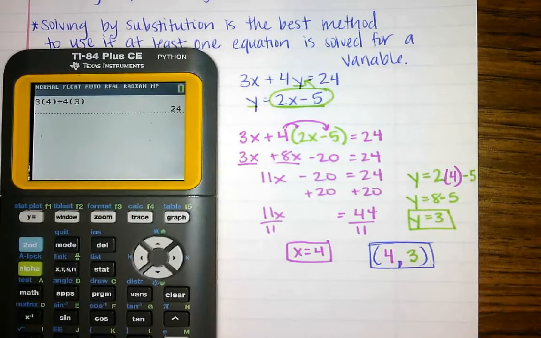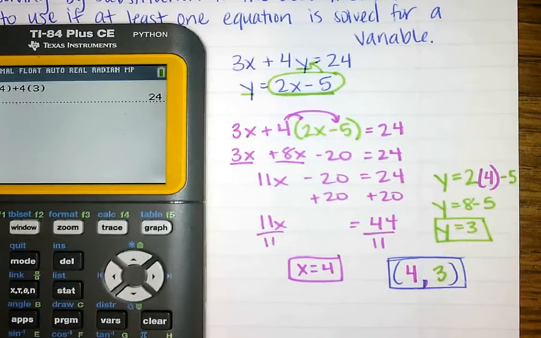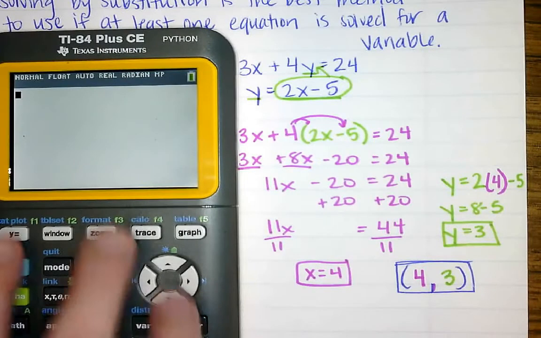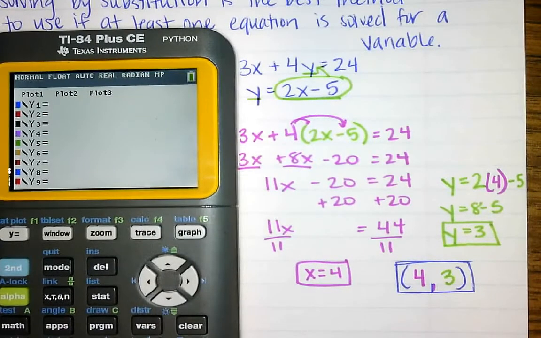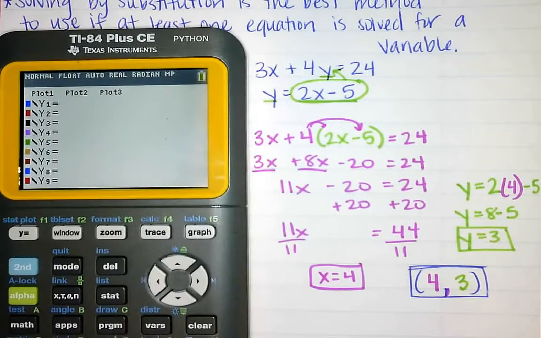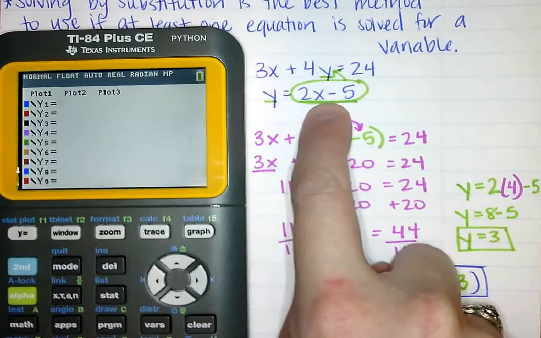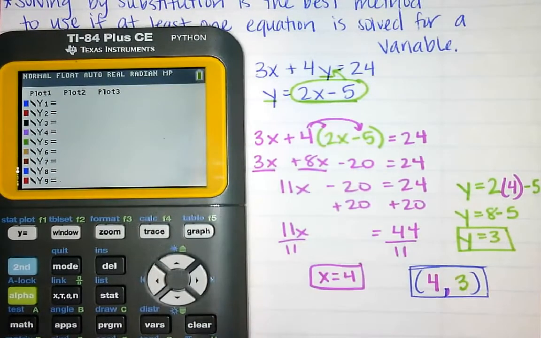What's another way that I could have solved this system, you guys? What's another way we could have solved this? Okay, how could we have done it on the calculator? Could we have graphed this? Well, can we graph this guy? Y equals 2x minus 5? Yeah, so I'm going to graph 2x minus 5.